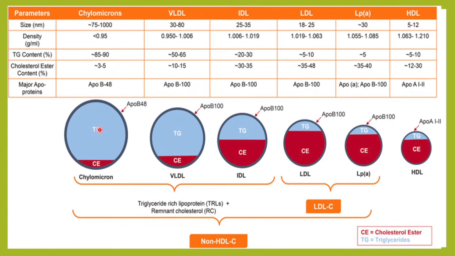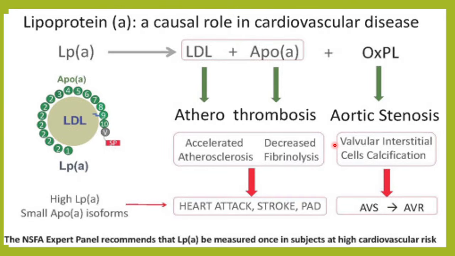So these were your lipoproteins: your chylomicron, VLDL, intermediate density lipoprotein, LDL, and your LPA and your HDL. HDL was the good cholesterol and all these were your bad cholesterol, or the non-HDL cholesterol. Your triglyceride rich lipoproteins were chylomicron, VLDL and IDL, and LDL and LPA are rich in cholesterol compared to triglyceride. Now this LPA has a role in cardiovascular disease.